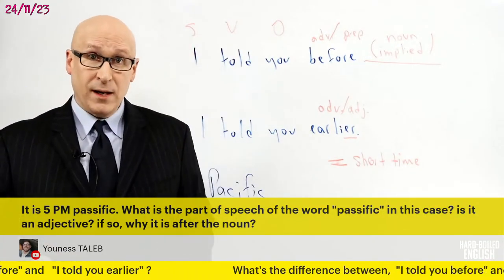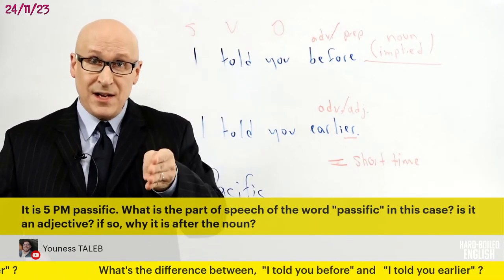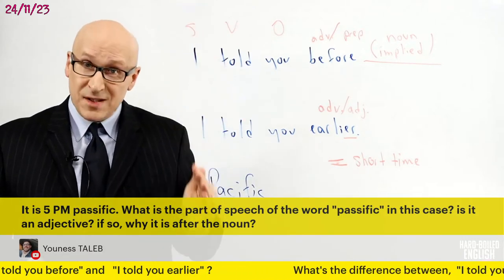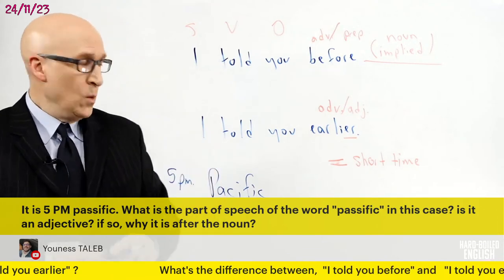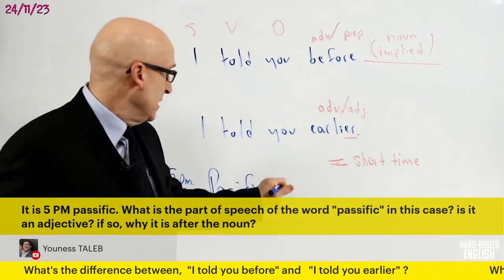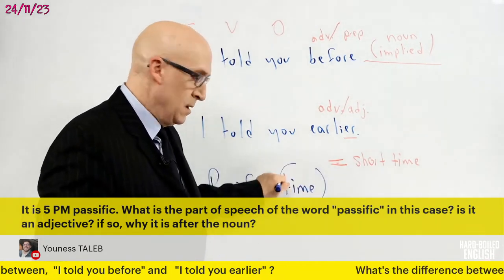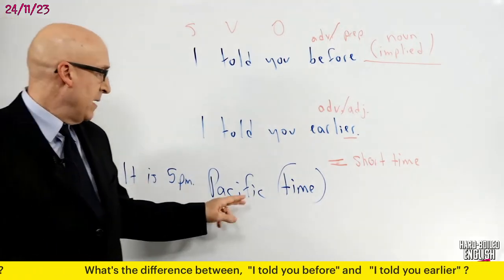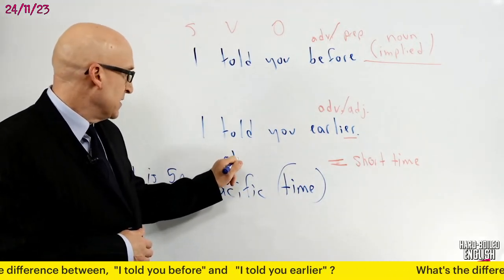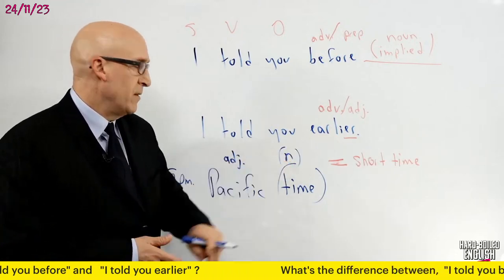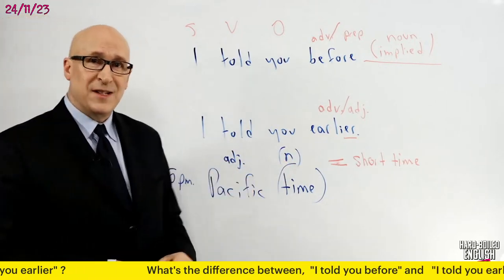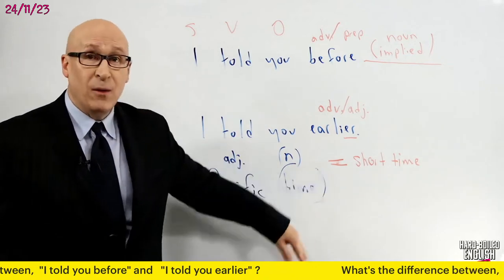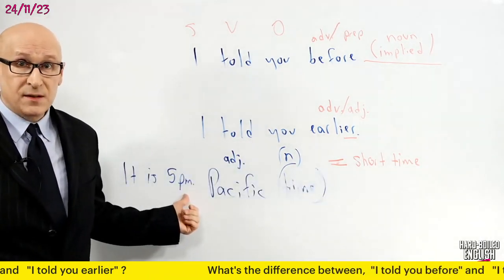I'm on the west coast of Canada. So if you're familiar with North America, down below you have Los Angeles, San Francisco, Portland, Seattle, Vancouver. We're on the west coast, on the Pacific coast. So when we say it is 5 p.m. Pacific, we are implying the noun time. It is 5 p.m. Pacific. That's an adjective. Time, which is a noun. Pacific time. But if I say 5 p.m., obviously we're talking about time. So we can drop that word. This makes it very obvious, right?